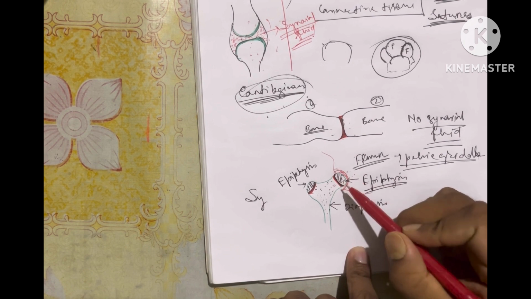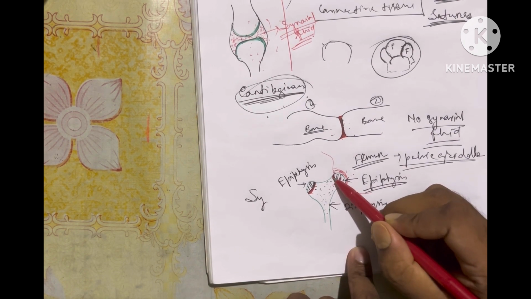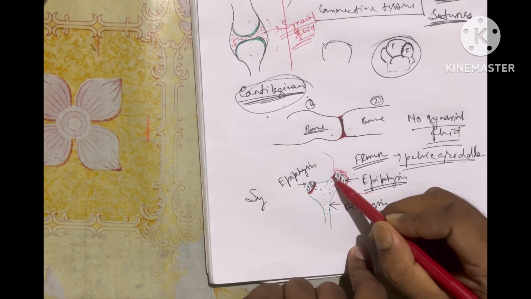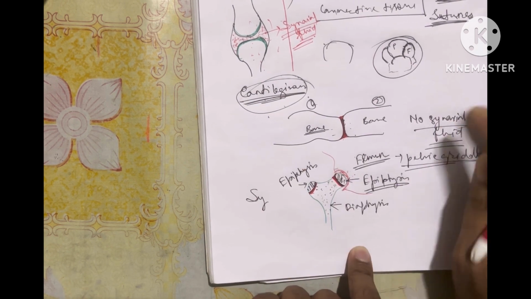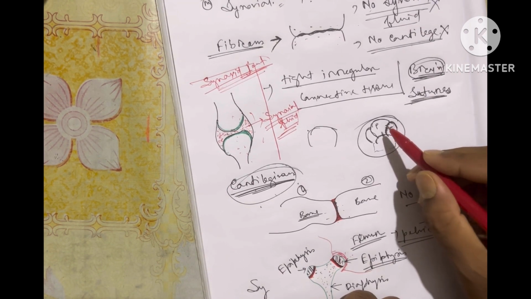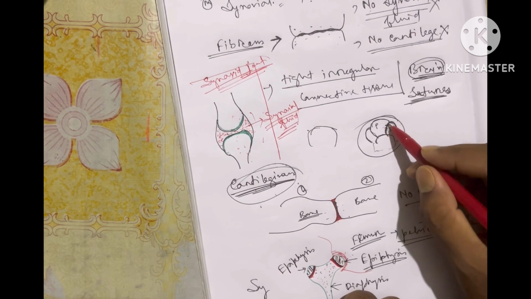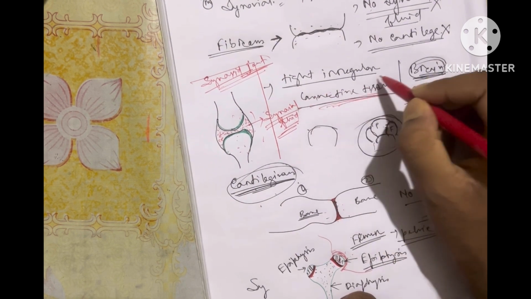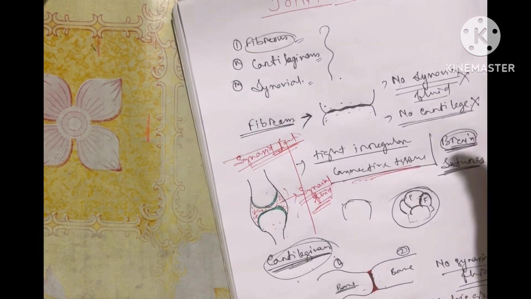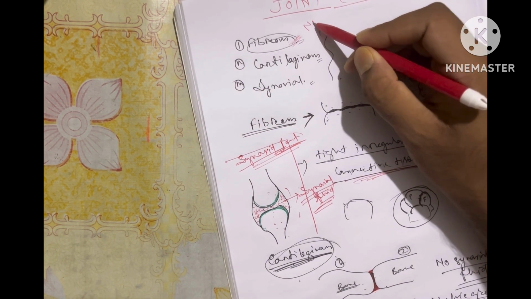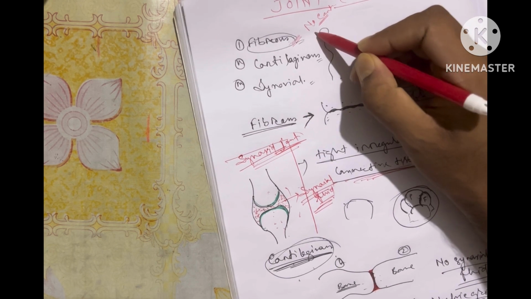Here we have no synovial fluid, only cartilage is present, which is indicated by the red color. So when epiphysis and diaphysis are connected by some kind of cartilage, it is called a cartilaginous joint. And what are fibrous joints? When there is no cartilage, no synovial fluid, and only some kind of tight, irregular, dense connective tissue is present, then those are called fibrous joints. So in fibrous joints we have no cartilage and no synovial fluid.